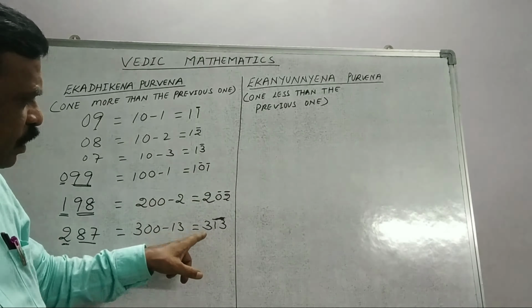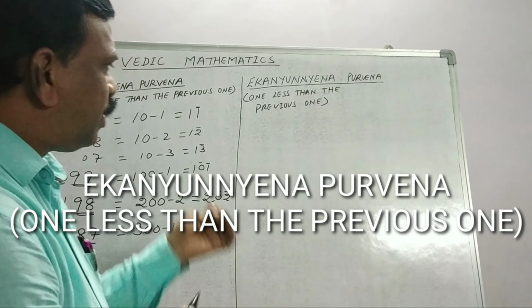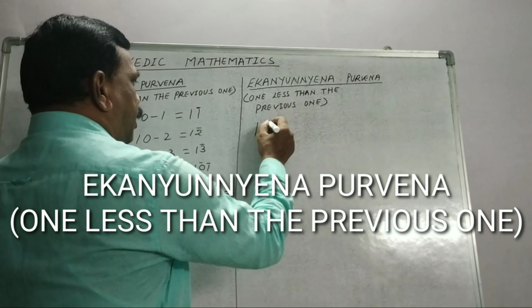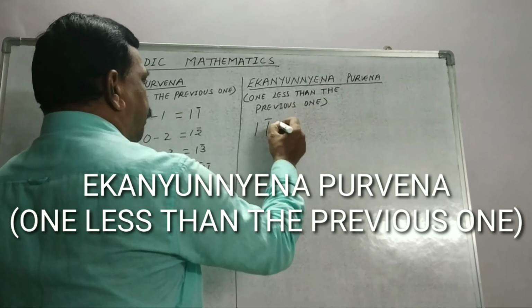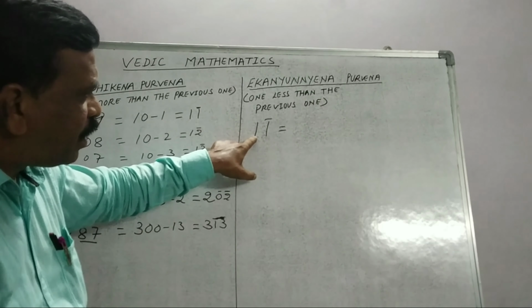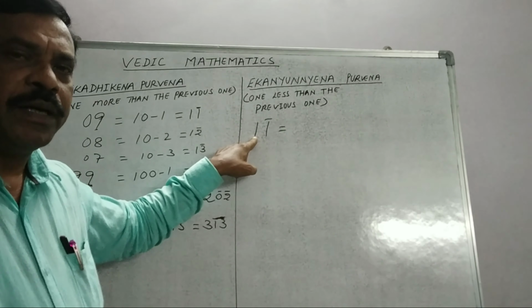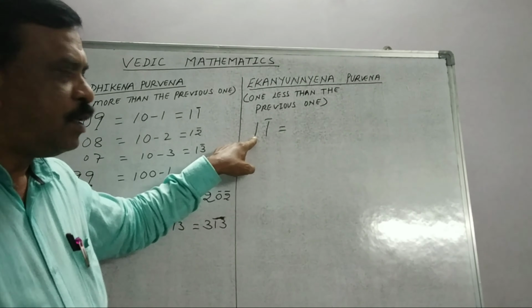Now let us see the reverse process of this one. Ekanyunena Purvena, 1 less than the previous one. Now we will take the same numbers. So I will take 1 bar. Now Ekanyunena Purvena. Here the negative number is 1. Before 1 we have 1 here. So 1 less than the previous one means whatever number is here, subtract 1 from that number. So here 1 minus 1 is 0. And you have only one number here. If you have only one number, subtract it from 10, Nikhilam Sutra. So 10 minus 1 is 9. So 1 bar becomes 0, 9.